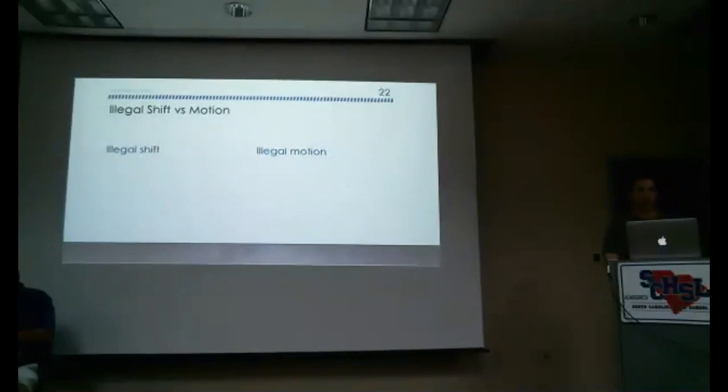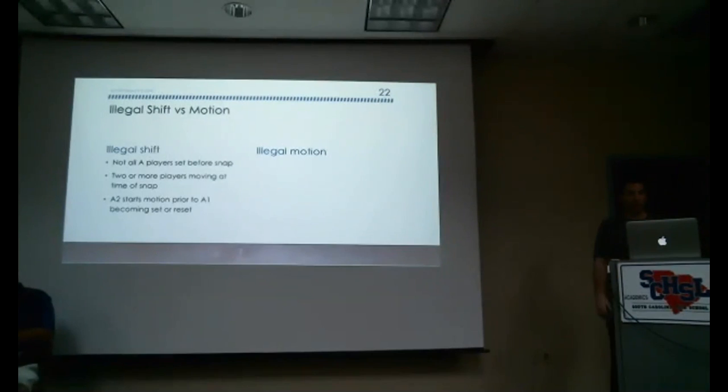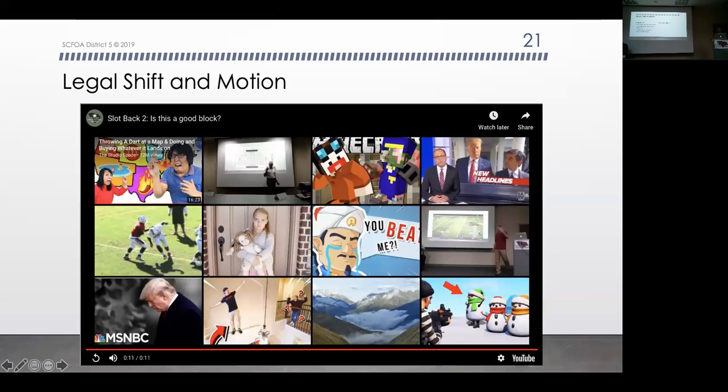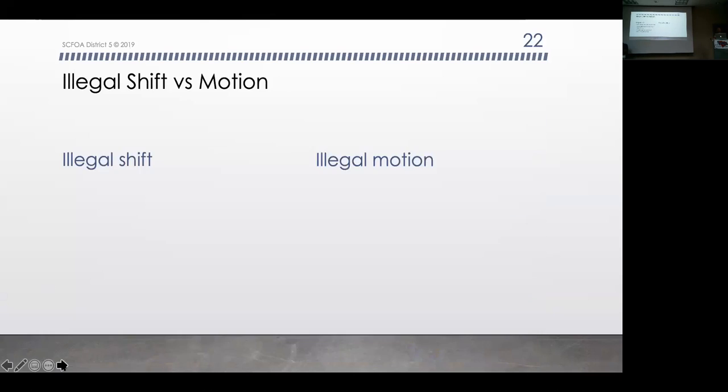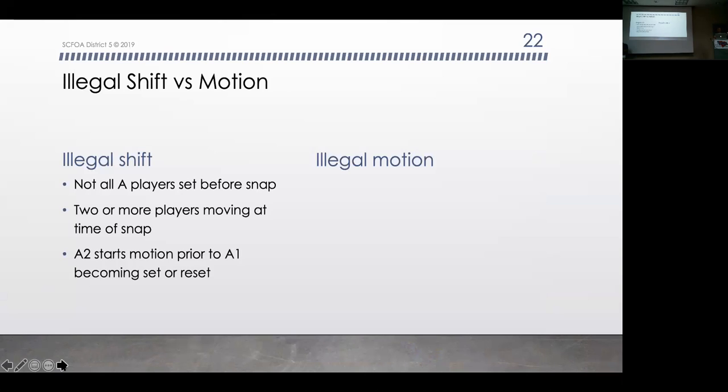So now we have illegal shift versus illegal motion. What is an illegal shift? Not all of A's players are set before the snap. Two or more of A's players are moving at the time of the snap. A2 starts a motion prior to A1 becoming set or reset. So one player goes in motion, he stops, gets reset, waits a second, and then another player goes in motion. That's perfectly legal. But if one player goes in motion and he's not completely done yet, the second player goes in motion, then that is illegal.